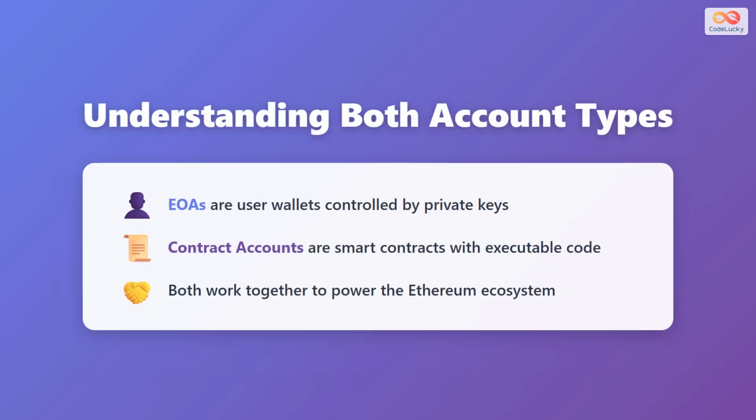To summarize, EOAs are user wallets controlled by private keys. They're what people use to interact with Ethereum, send Ether, and trigger smart contracts. Contract accounts, on the other hand, are smart contracts with executable code that perform automated functions on the blockchain. Both account types work together to power the Ethereum ecosystem. EOAs provide the human interface and initiate actions, while contract accounts execute complex programmable logic. Together, they enable the decentralized applications and financial systems that make Ethereum so powerful.